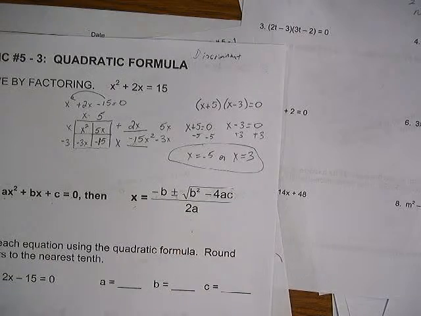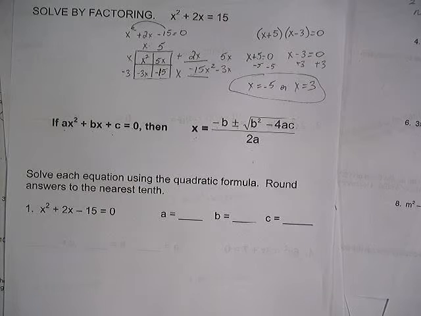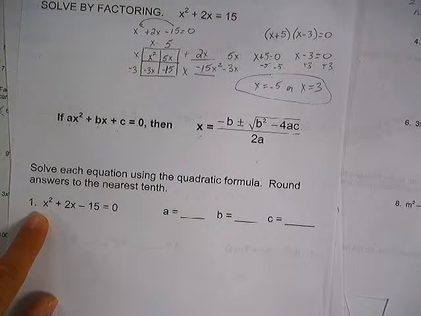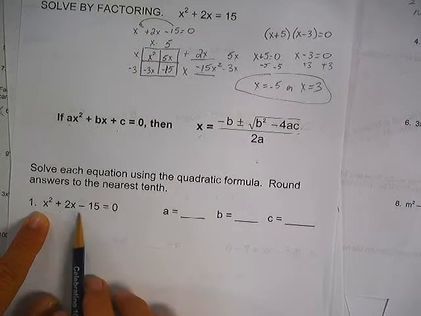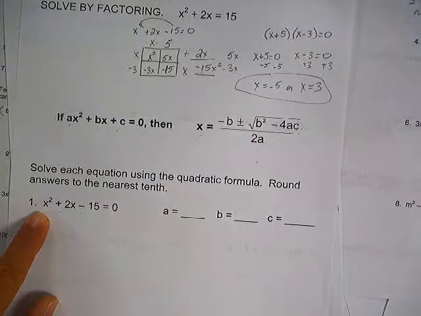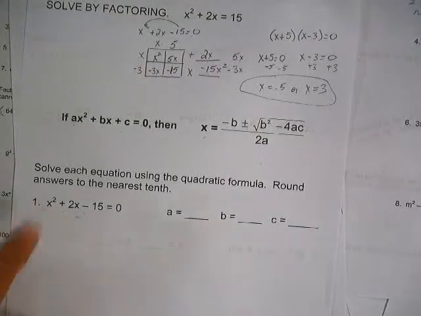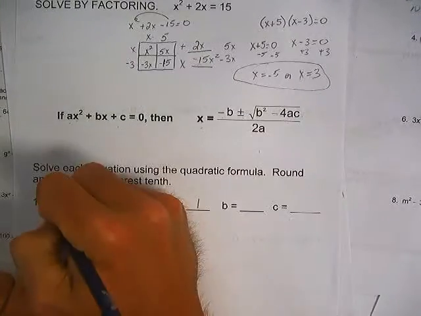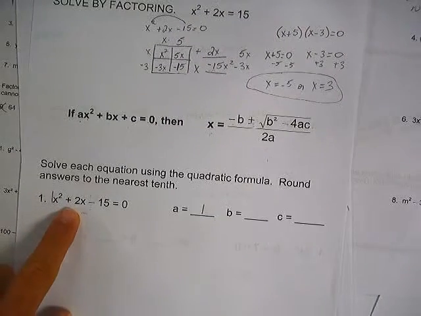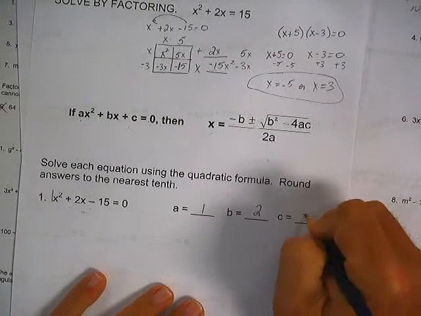The first thing you're going to have to do when you're using this is come up with your a, b, and c. Look right here. Is that the same quadratic equation that we used up here? Yes, it is. What's my a? My a is 1, because that's 1x squared. What's my b? 2. And what's my c? Negative 15.